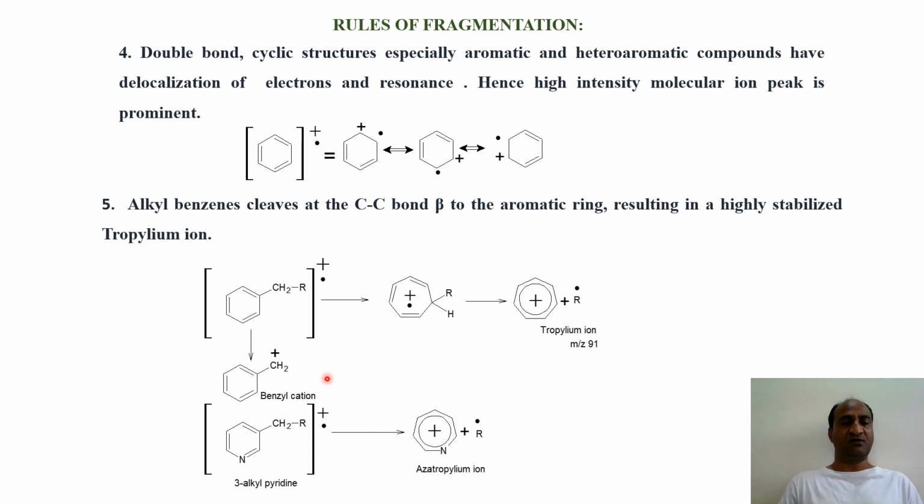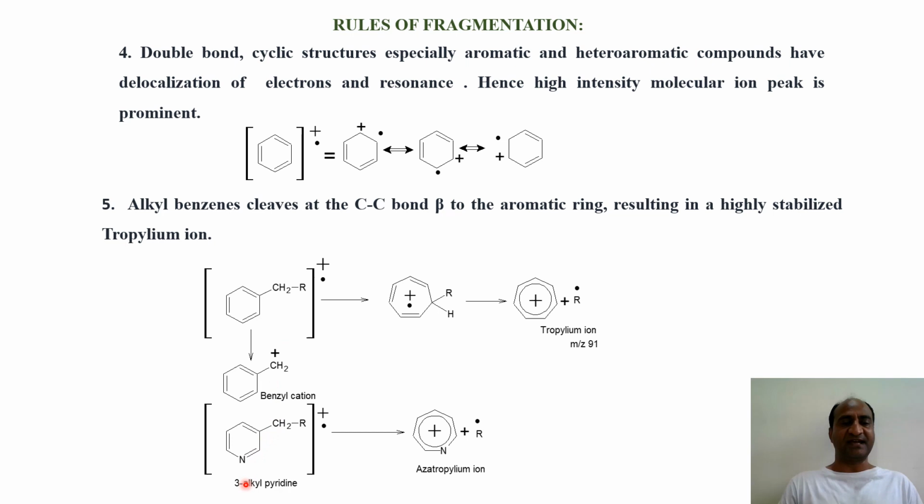However, the most stable cation is produced by the cyclization of this compound. This CH2 will participate in cyclization of the 6-member aromatic ring to the 7-member cycloheptatrienyl ion. So the 6-member ring is converted into a 7-member ring. Then this R is removed and you are getting a propylium ion which has a mass by charge of 91. This propylium ion is more stable as compared to the benzyl cation. However, both have a mass by charge of 91.